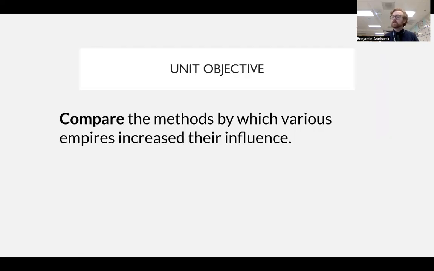So the unit objective is basically asking you to compare how different empires increased their political and cultural influence. So pay attention to examples of how empires expanded their borders, how they centralized their authority, and how they exerted control outside of their borders. So one of those areas is religion. It's very fitting that our unit begins with religion.